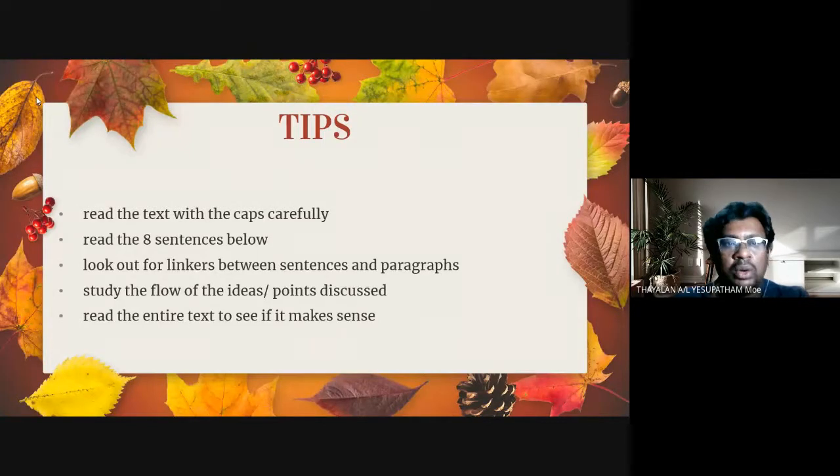Now, study the flow of the ideas and the points discussed. So you look at the flow after you have seen the linkers and the connections. And lastly, read the entire text to see if it makes sense. Once you take the sentences and fit them into the gap, try to read the entire text and see if it does make sense.